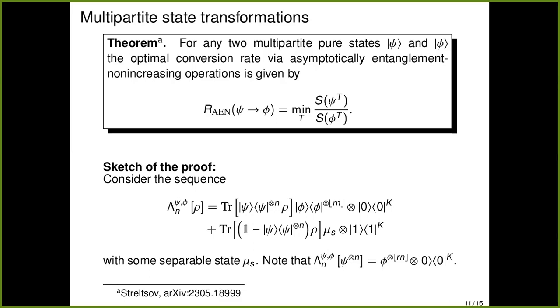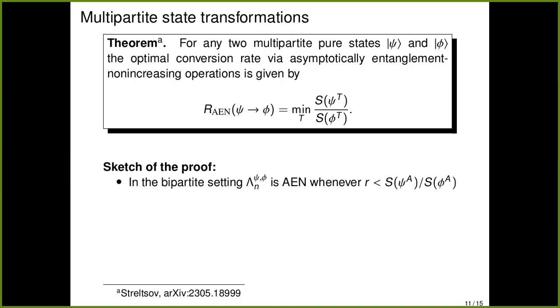And so what you can now easily see is, if you apply this operation onto n copies of psi, right? So if rho is n copies of psi here, then you get a 0 over here. So you just get Rn copies of phi. So this operation maps essentially n copies of psi onto Rn copies of phi, which is already a nice feature.